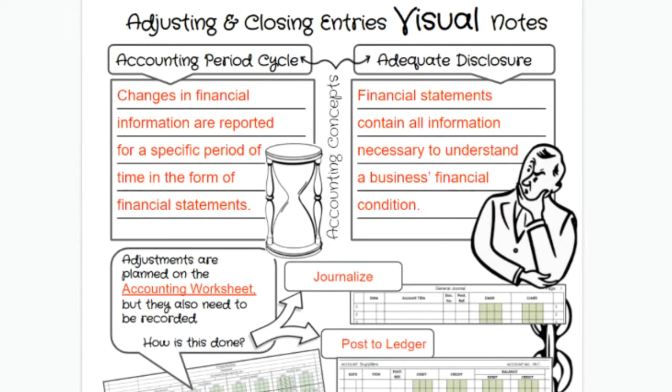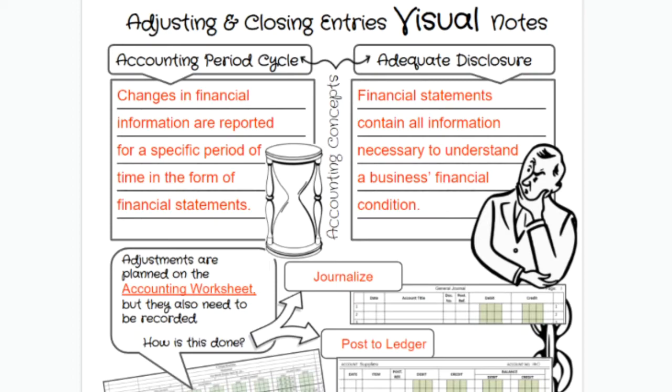We start out page 1 with two accounting concepts. The first is the accounting period cycle, and this is changes in financial information are reported for a specific period of time in the form of financial statements. Next, we have adequate disclosure, and this means that financial statements contain all the information necessary to understand a business's financial condition. So adjustments are planned on the accounting worksheet, but they also need to be recorded.